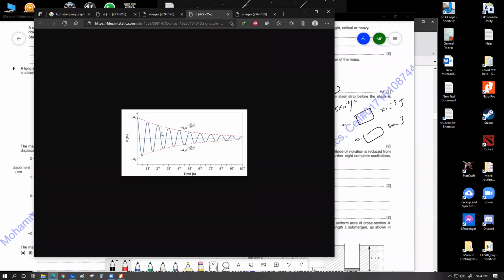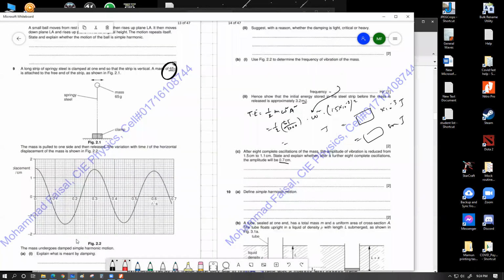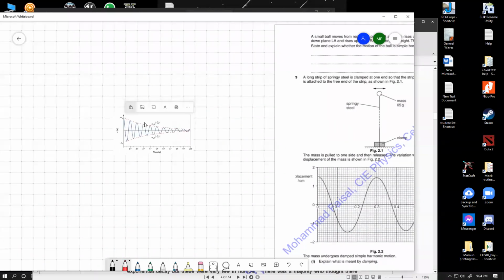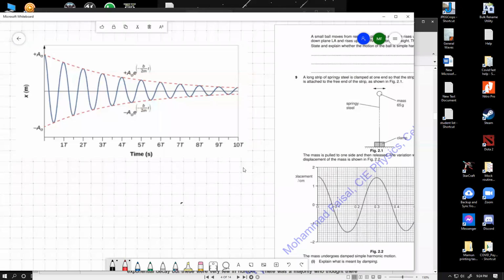If it did have a linear decrease, then this dotted line should look like this. It should eventually finish up like that. That would give us a scenario where you have an equal amount of decrease over a certain amount of time, then an equal amount of decrease over the next certain amount of time. But that's not the case.